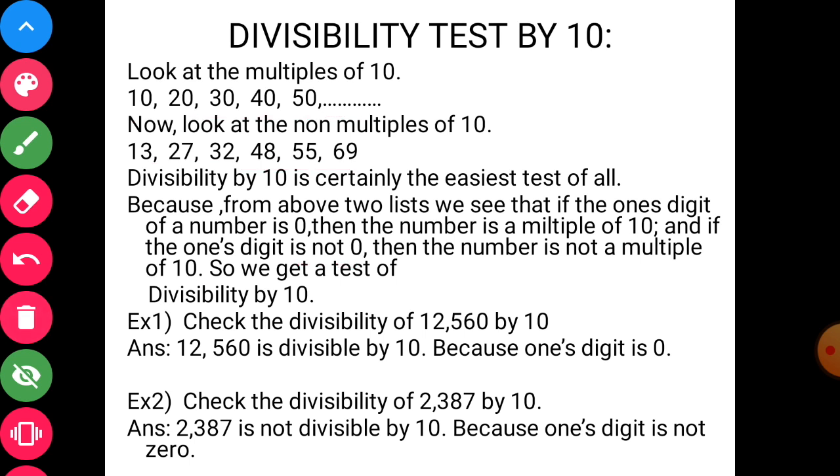Therefore now we have to check the divisibility of 12,560 by 10. Is this divisible? Yes, because in ones place 0 is there. Right. Now the next example, here 7 is there in ones place. Looking at the number without doing long division, you can find out whether this is divisible or not. Here in ones place 7 is there, so this number is not divisible by 10. Like this you have to find.